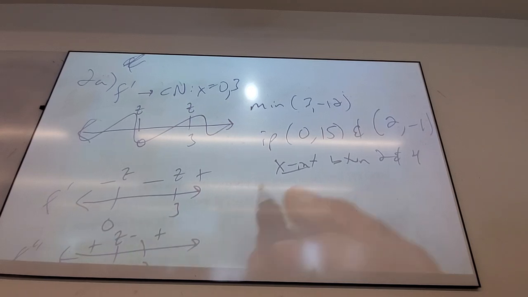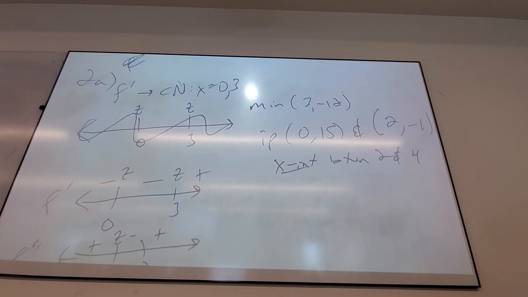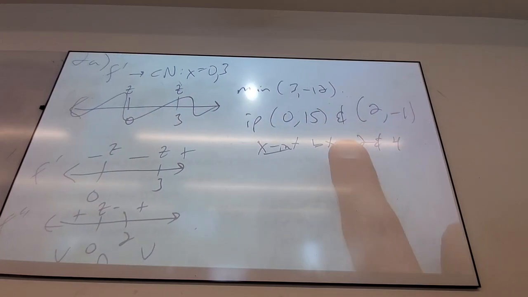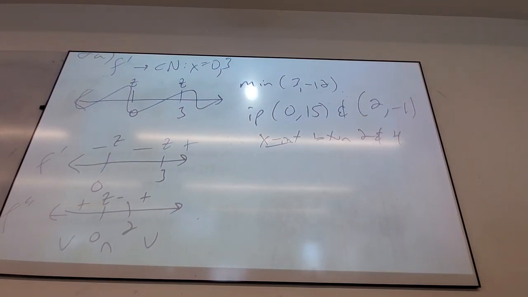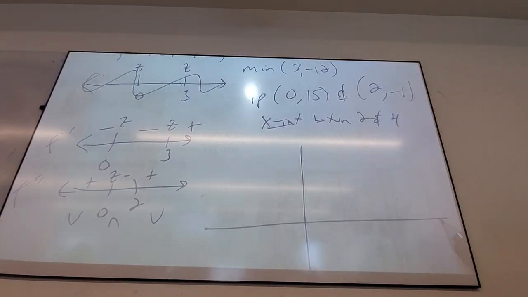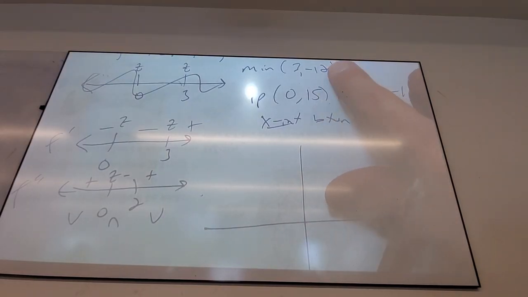Good job, Jeff. So it's up, down, up. And that's why there are inflection points at 0 and 2. So if I want to graph this thing, my outputs seem to be like 12, 15.